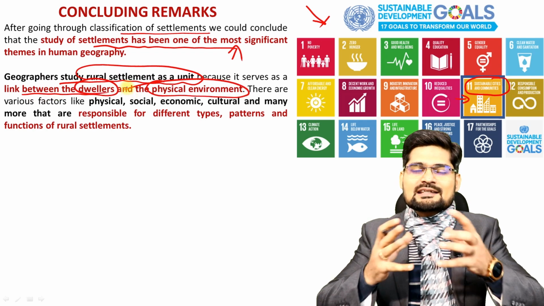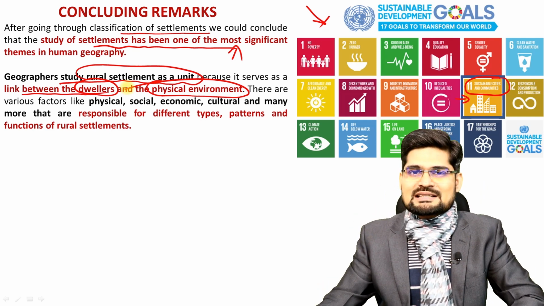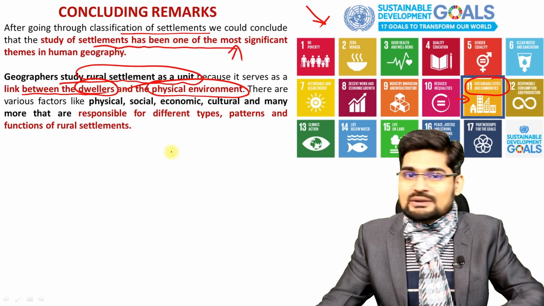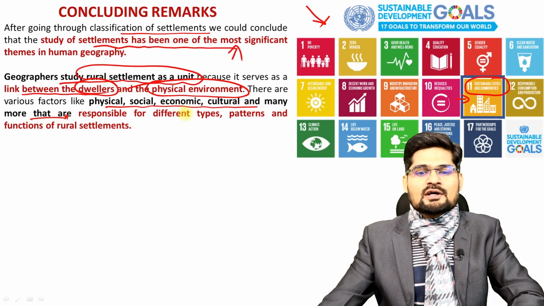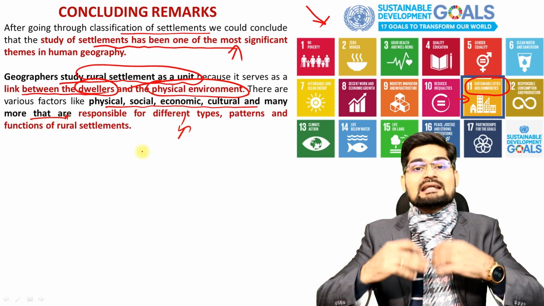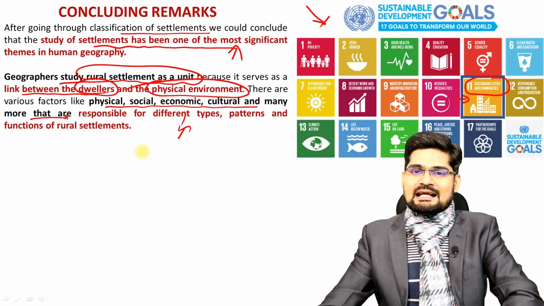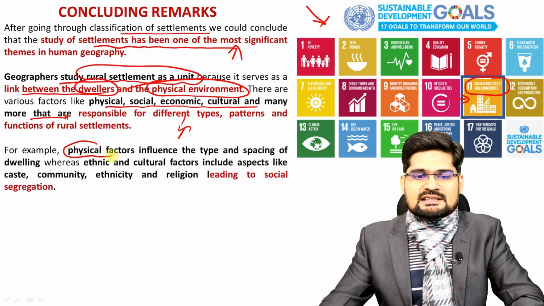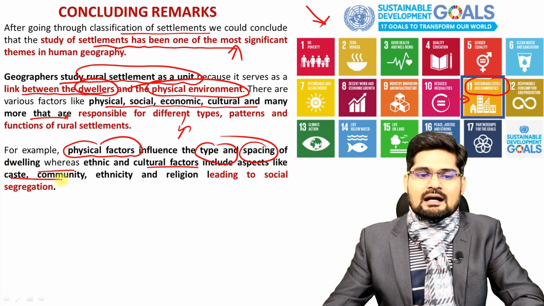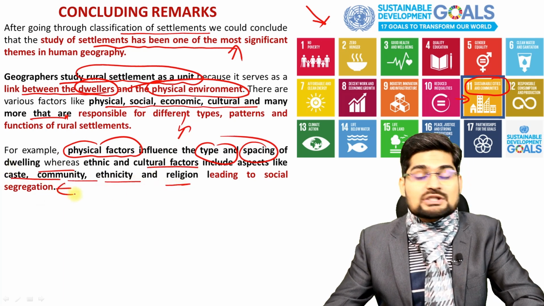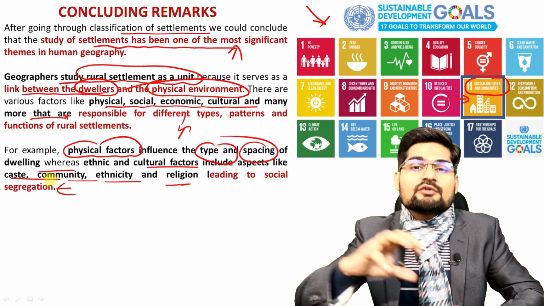So if you have to really study human geography, relationship between man and environment that we keep talking about, it's very important to understand this rural niche, right? The rural milieu that is created. So physical, social, economic, cultural and many more factors are responsible for various types and patterns of these rural settlements. And in lectures to come, we'll be also talking on morphology of rural settlements separately. There we discuss the details, right? And what you observe, for example, physical factors influence the type and spacing of dwellings. Ethnic and cultural factors like caste, community, ethnicity and religion lead to social segregation. So we have natural factors and cultural factors, and accordingly their influences, right?